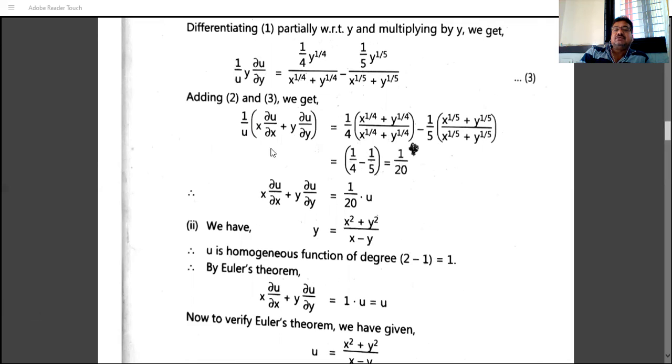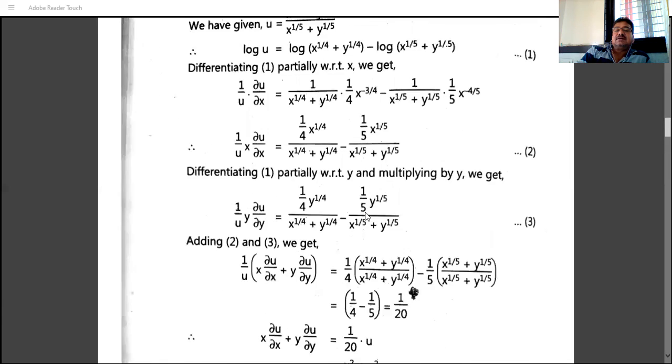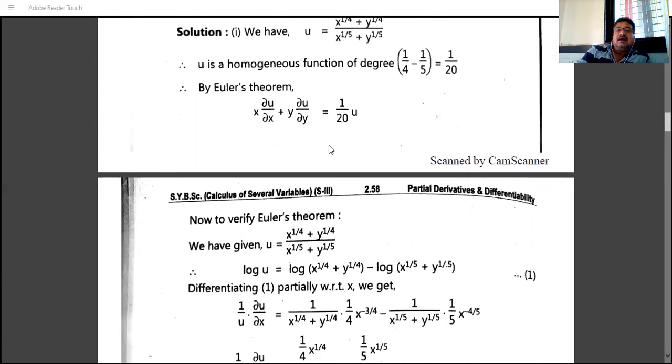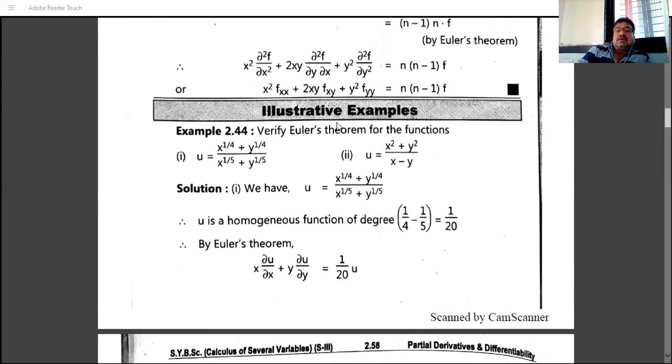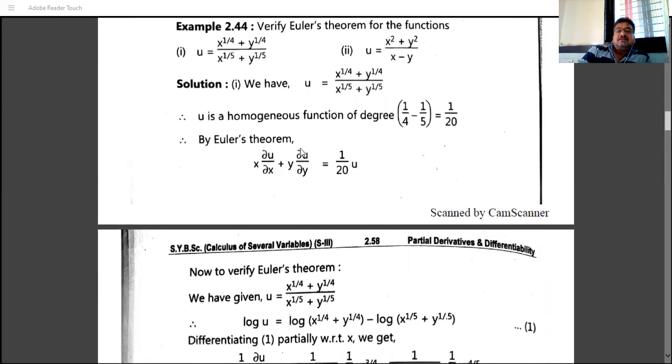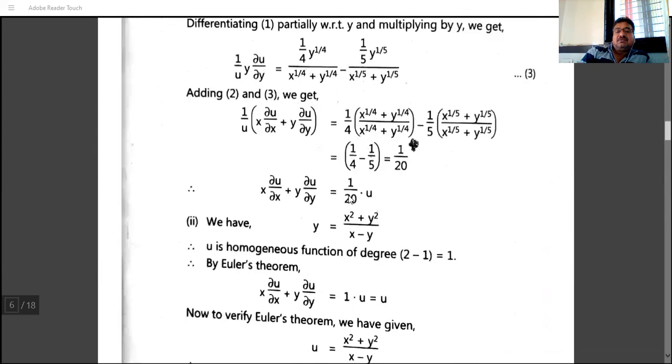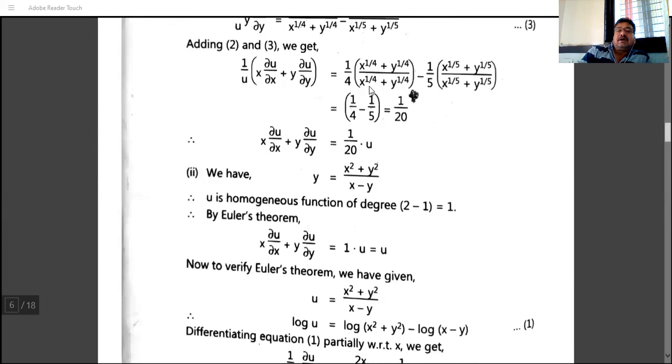And then shift this 1 by u to RHS. So we have 1 into u, and that is what we have to prove. So here the Euler's theorem is verified. That is, this answer is by Euler's theorem, and this answer is by using actual calculation, by taking partial derivative with respect to x and y, and then finding the value of LHS. We have the same answer.